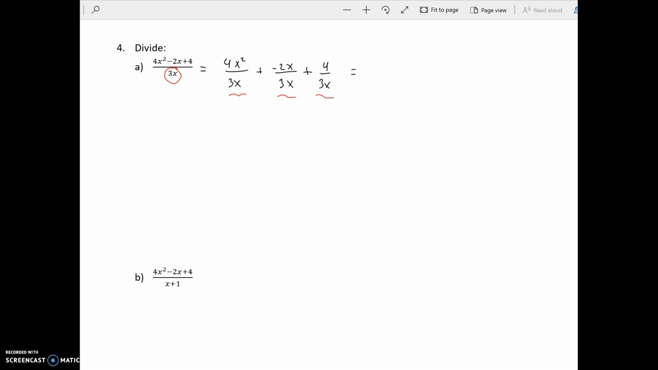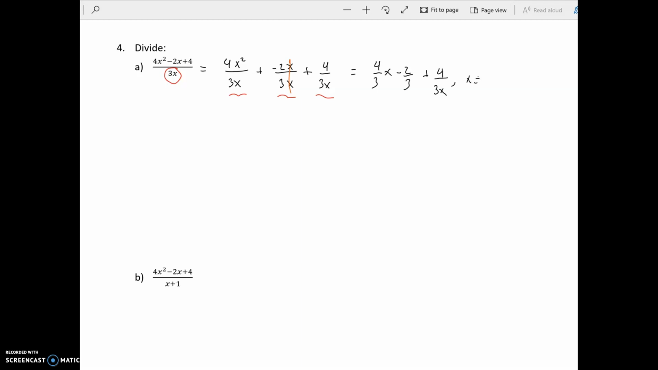So for the first term, the only value that cancels is going to be one of the x's. So you're going to end up with 4/3 with a single x, since x to the second divided by x is x. And then on the second one, we end up with a cancellation of the x's. So technically minus 2/3. And then unfortunately on the last one, there's nothing to do, but we just have to put a disclaimer. So in this case, it's 4 divided by 3x.